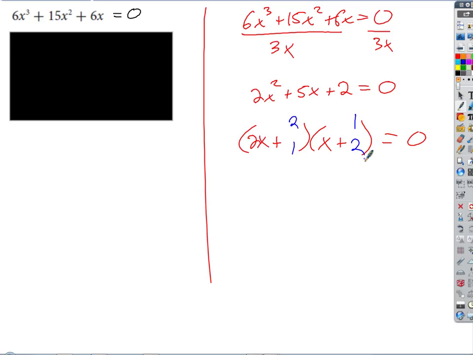So what are we going to get? That would give us 2x squared plus 2x plus 2x. That's not going to work, is it? Everybody see that? My cross term is going to be 4x instead of 5x. Right? Yes? 4 and 1.